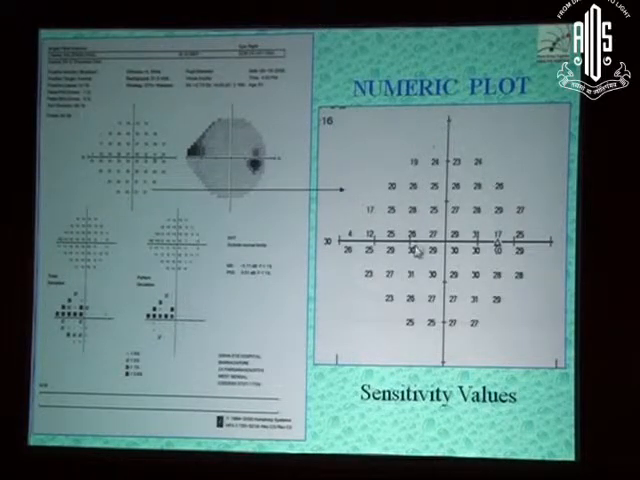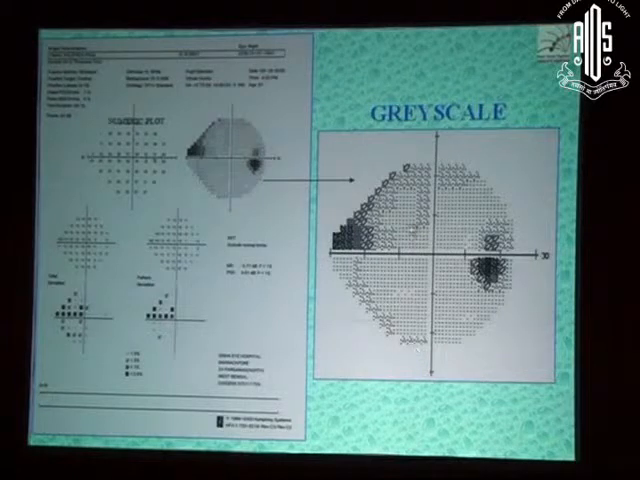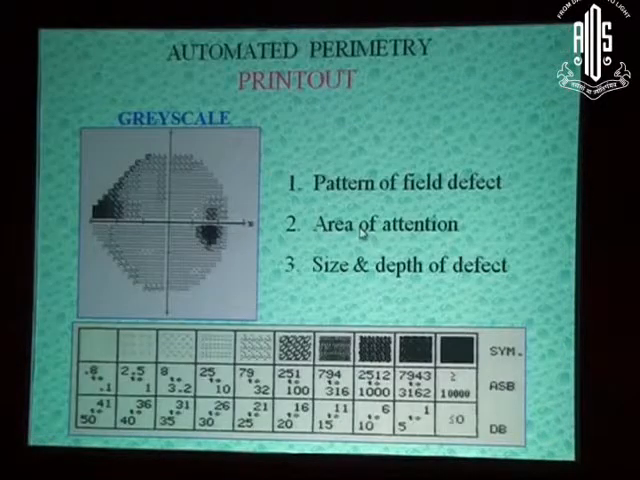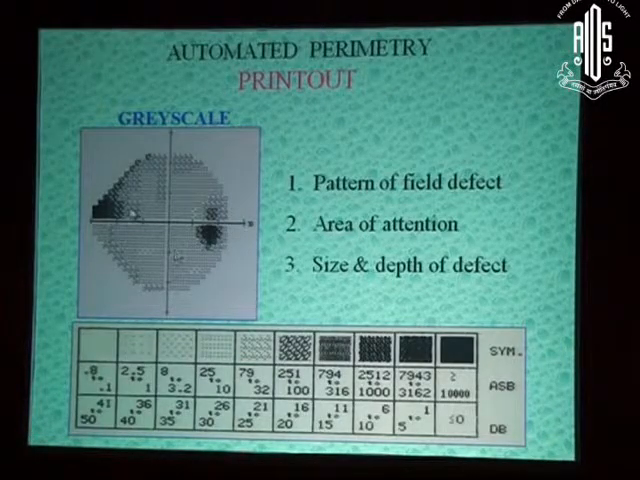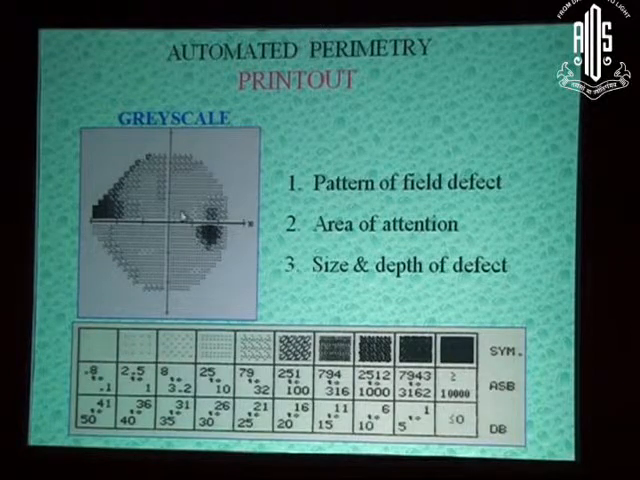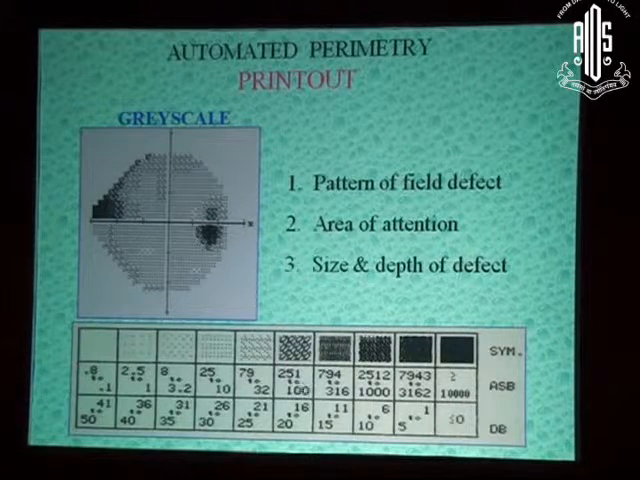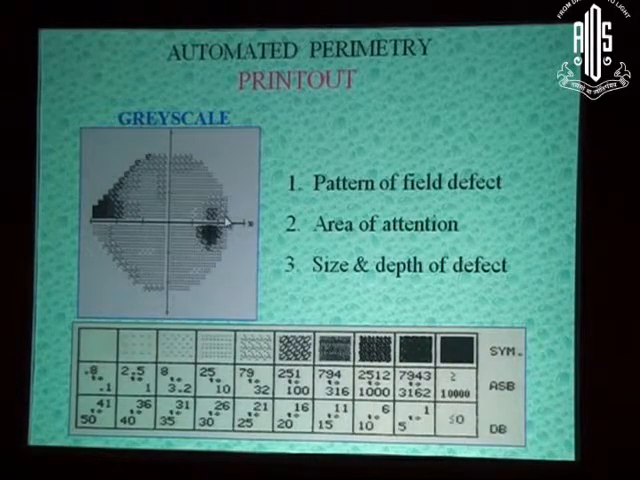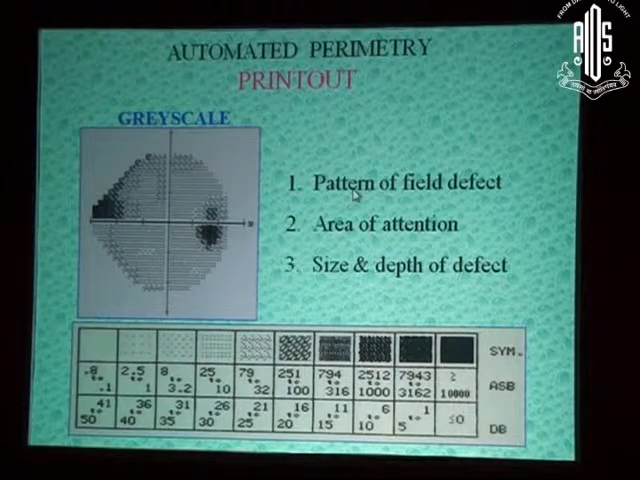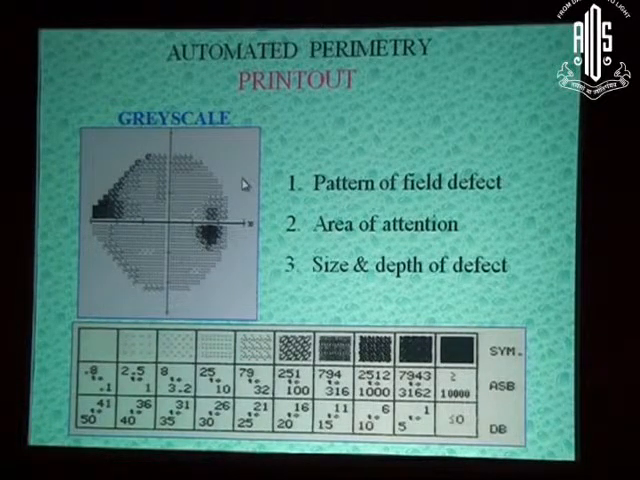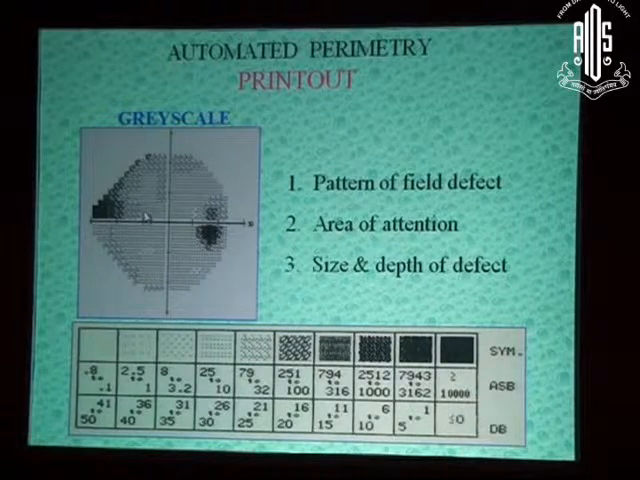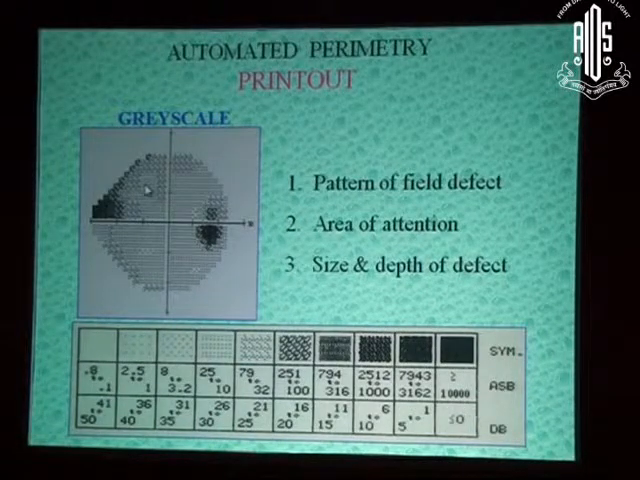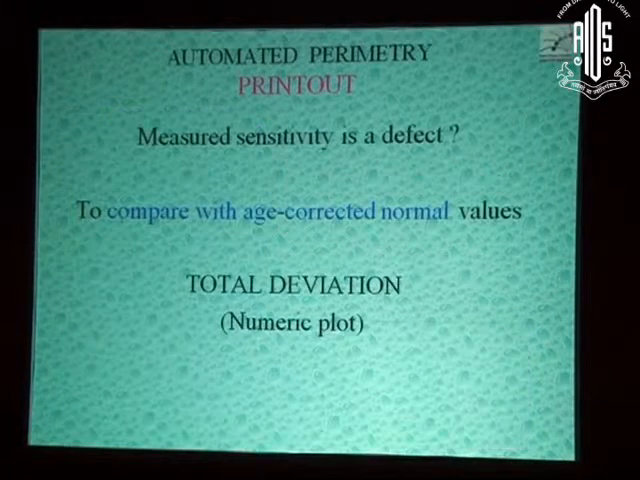The numeric plot shows the sensitivity values, and the grayscale shows the pattern of the defect, whether any area has less sensitivity in comparison to the age-matched normal. The shapes are according to the decibel value, and you can find out overall whether there is any pattern of field defect, or pay some attention to an area that is showing some defect. So in case of an artifactual field defect, the grayscale is also sometimes important.